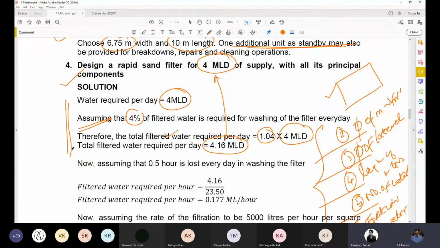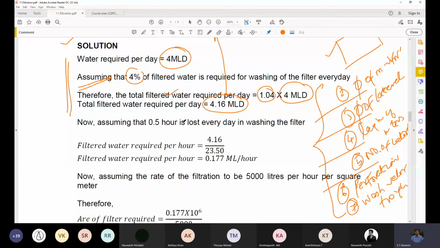Now I cannot operate 24 hours, because some period of time will be lost during washing of the filter. Please make a note of the second assumption: half an hour is lost every day in washing the filter. Thereby, the total filtered water required, 4.16, divided by 23.5 operating hours, gives the filtered water required per hour as 0.177 million liters per hour. Is it okay? Yes, sir.